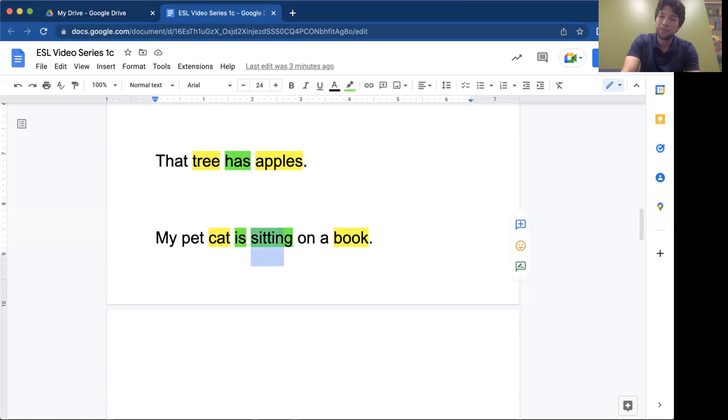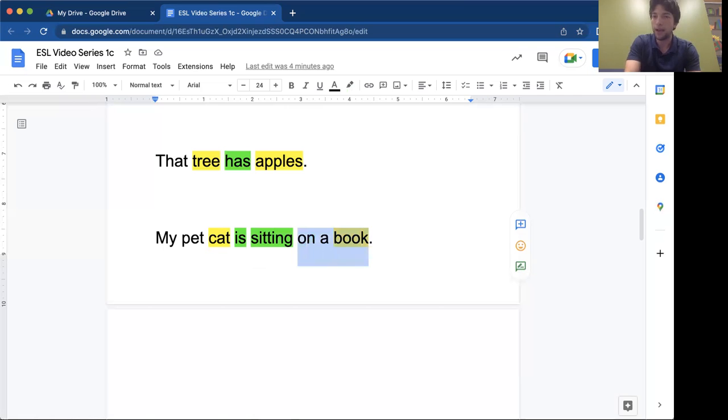Then sitting basically just needs to be preceded by a conjugated verb. So the rule still holds that we don't have two conjugated verbs in a row. If we did, it would say, my pet cat sits on a book. That doesn't make sense, right? So the rule still holds. I'm not going to explain further now, but that's just another thing to keep in mind. And then on a book.